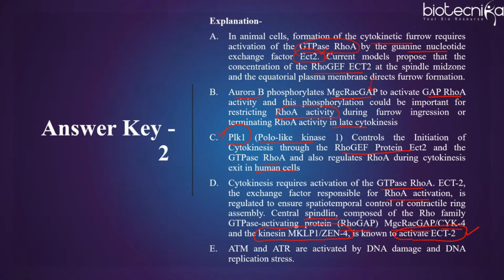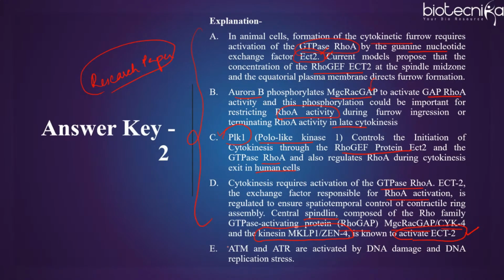Now, this is one of the questions that they have given from a research paper. So you see that you even have to go through recent research papers and try to find out what the various proteins are that are involved in mitosis and meiosis. And then the last one, so we saw A, B, C, D, all these four options are correct.